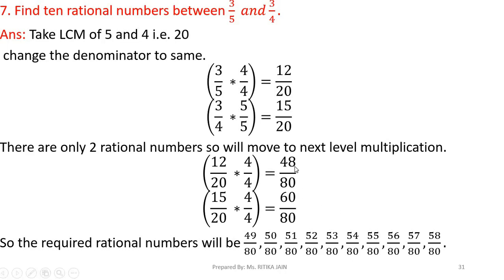Clear children? Now you will get a vast range here between 48 and 60. So the required rational numbers will be 49 by 80, 50 by 80, 51 by 80, up to 58 by 80. Clear?